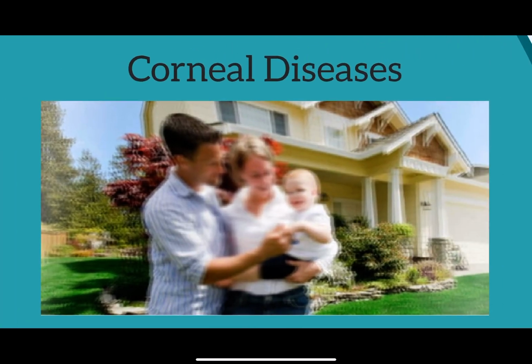Corneal diseases include keratitis, keratoconus, corneal dystrophy, and corneal ectasia. Keratitis, also known as conjunctivitis, causes temporary eye pain and blurred vision. Keratoconus occurs when the cornea gets thinner, causing blurred vision. Corneal dystrophy occurs when fluid builds up in the cornea, causing blurred vision. And corneal ectasia occurs when the cornea is too thin and weak. This can be corrected with glasses.